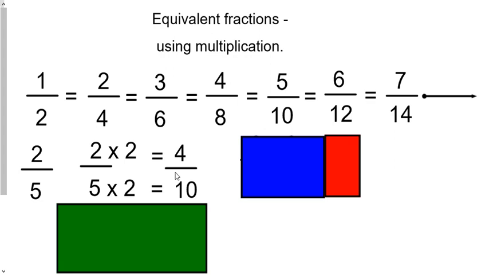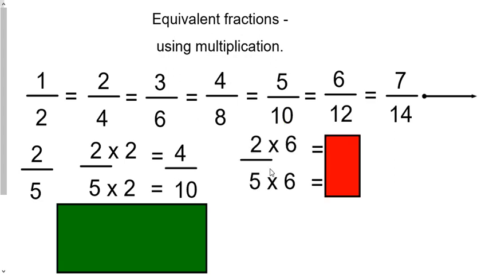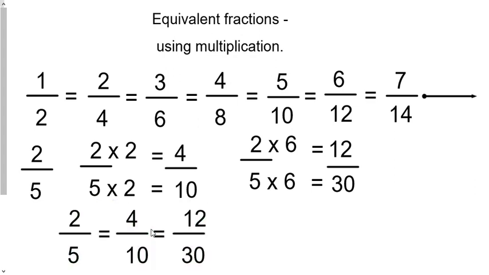Let's go a bit further and multiply each one by 6. 2 times 6 we know is 12, and 5 times 6 is 30. So 2/5 is the same as 12/30. And of course we can continue in this vein if we wanted to. So let's link it to some questions.